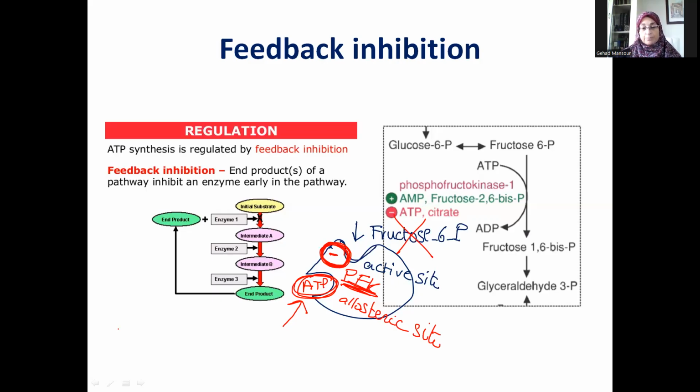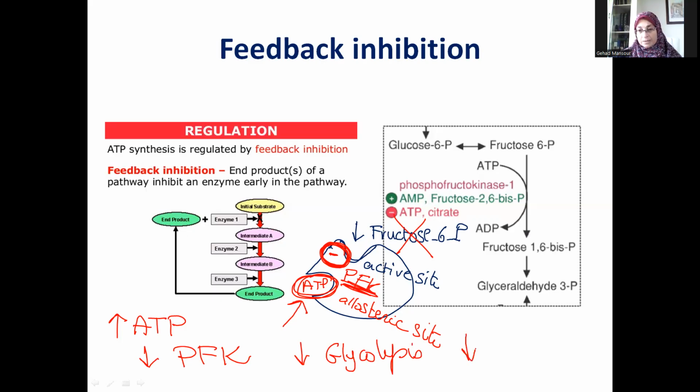And this simply means what? This simply means that if you have plenty of ATP in the cell, you will stop or diminish the action of phosphofructokinase, and therefore diminish or stop glycolysis. And since glycolysis leads to the Krebs cycle and the electron transport chain, then you will diminish the Krebs cycle, diminish the electron transport chain, and therefore diminish energy production by the cell. This is a kind of auto-regulation, and we call that kind of auto-regulation feedback inhibition.